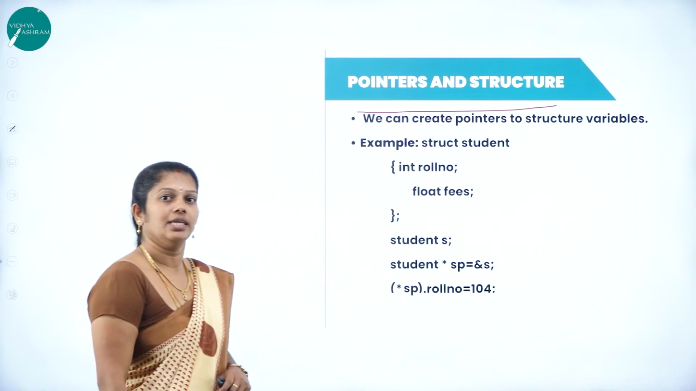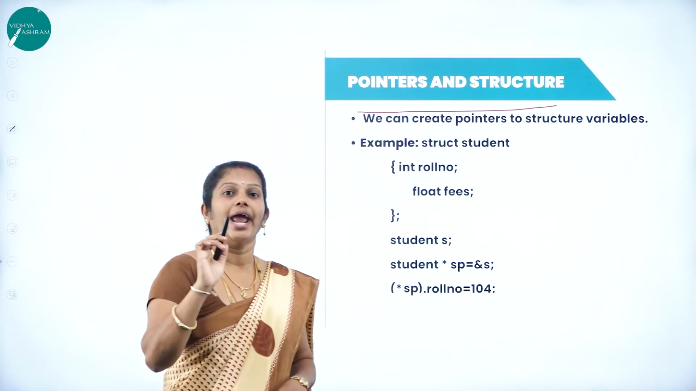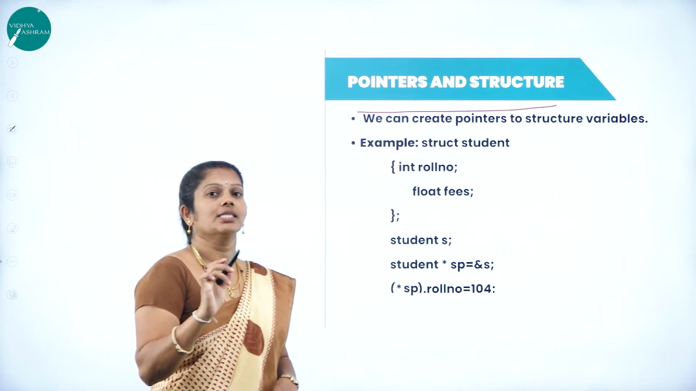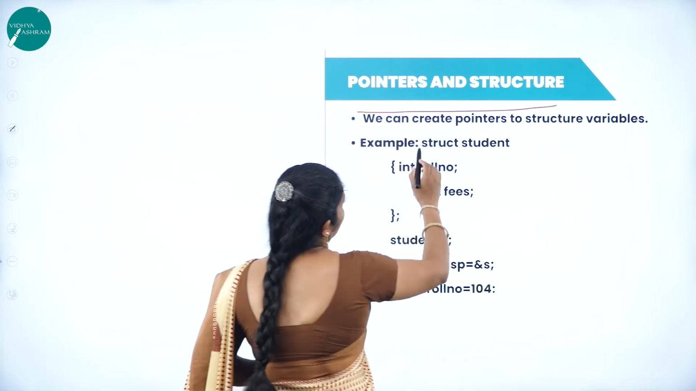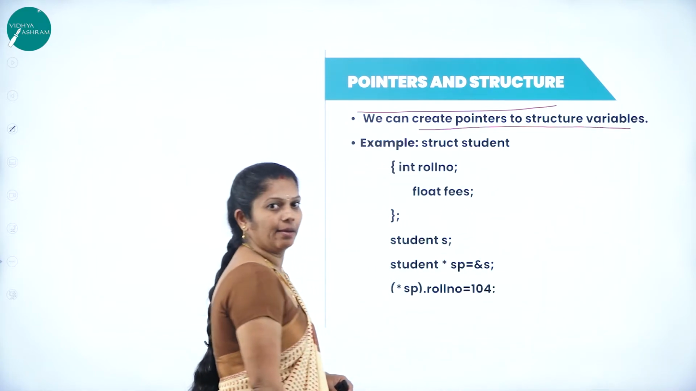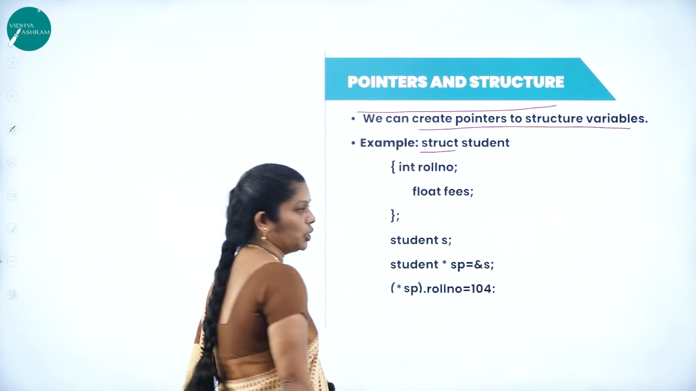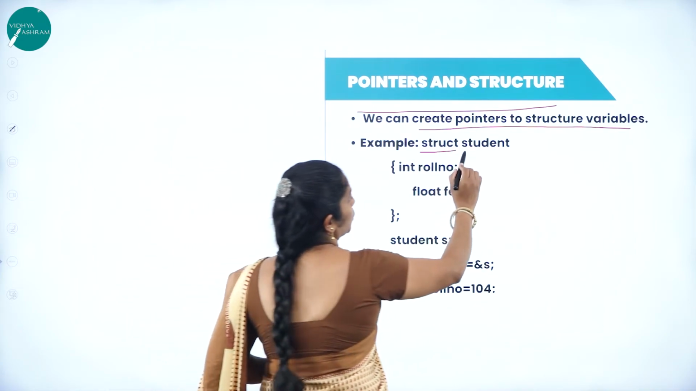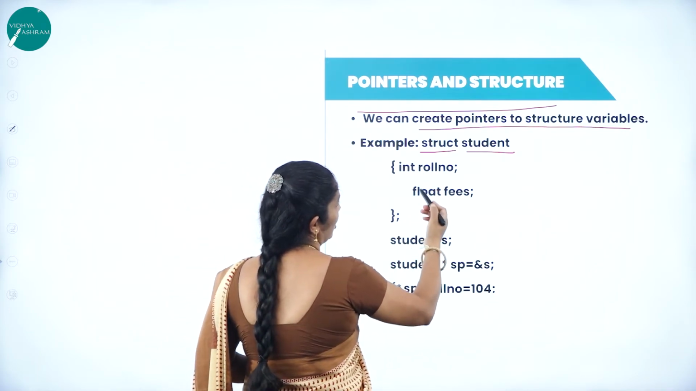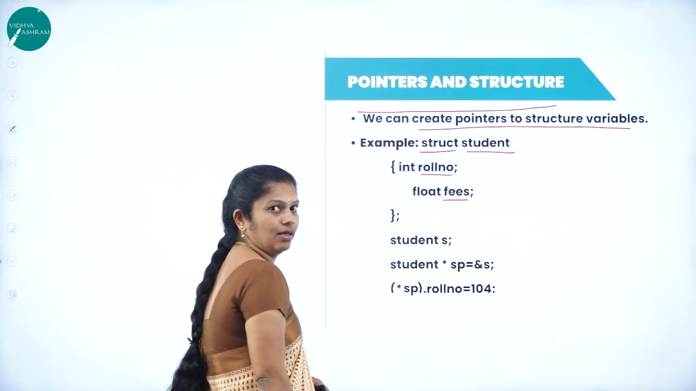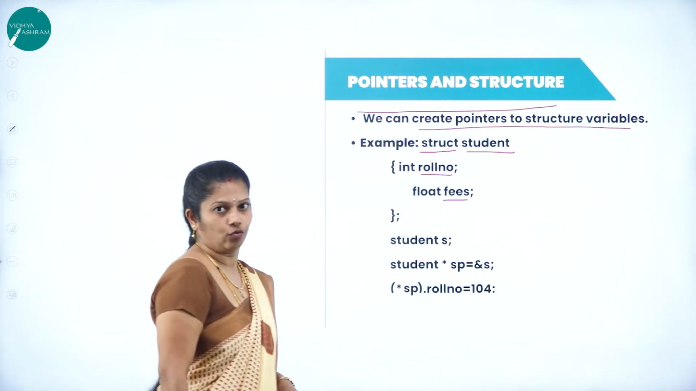A structure is a collection of heterogeneous elements, whereas a pointer stores the address of another variable. We can also create pointers to structure variables. For example, for a structure we use the keyword struct. Student is the structure name here. In it we take two values: one is roll number and the other is fees. Roll number is an integer and fees is a float.